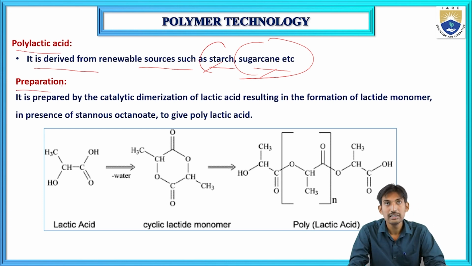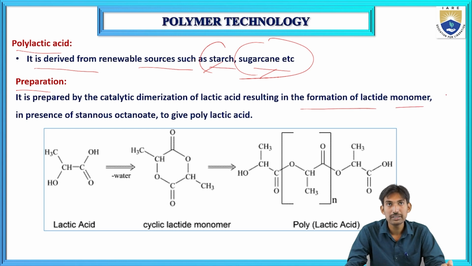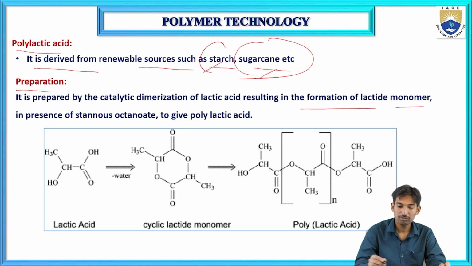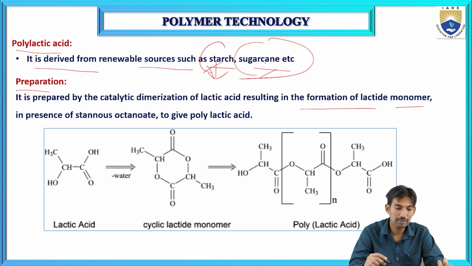Preparation: it is prepared by the catalytic dimerization of lactic acid, resulting in the formation of lactate monomer. First, we collect lactic acid from the starch or sugarcane, by using malt enzyme. From starch and sugarcane we can prepare polylactic acid.